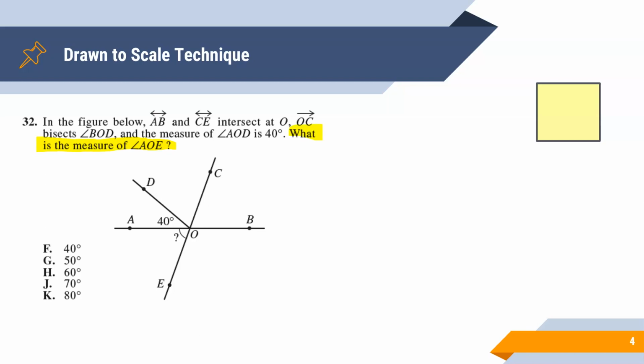We're trying to find a measure of AOE, right? We're trying to find a measure of this angle here. And you'll notice they put a little question mark there to help you out. Well, what you can do is use the corner of your test paper, right? The corners of all pieces of paper are 90 degrees.